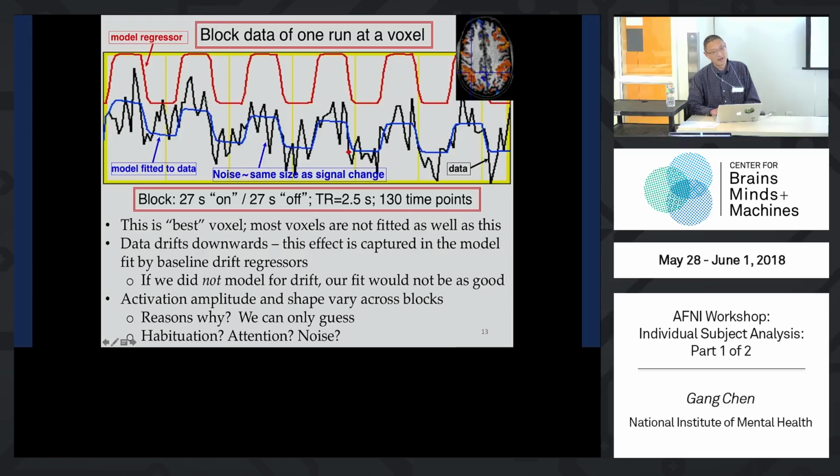So that's one. Also, we assume across trials they are exactly the same. That's another assumption. So those are the two big assumptions. But anyway, that's the simplest model we can try. So that's a block design.